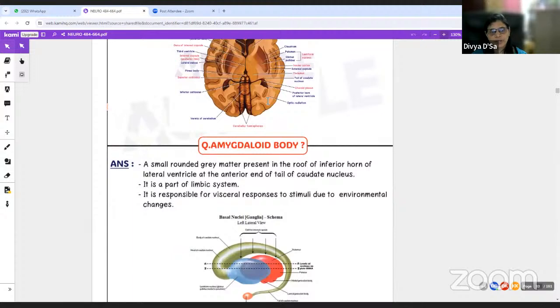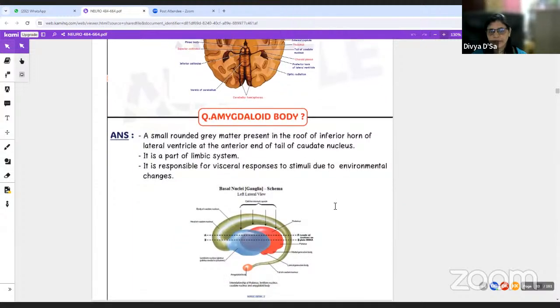Next, we have the amygdaloid body. The amygdaloid body is a small rounded gray matter present in the roof of the inferior horn of the lateral ventricle at the anterior end of the caudate nucleus. This belongs to the limbic system. It is responsible for visceral responses to stimuli due to environmental changes. That is why the amygdaloid body is considered our primitive brain, basically a protective part. It is always very sensitive to visual stimuli in the environment. It always senses any danger in the environment.